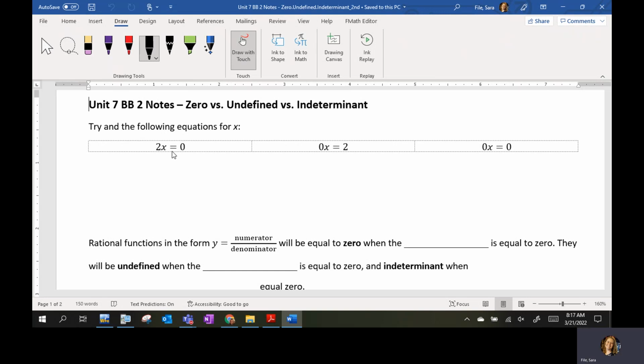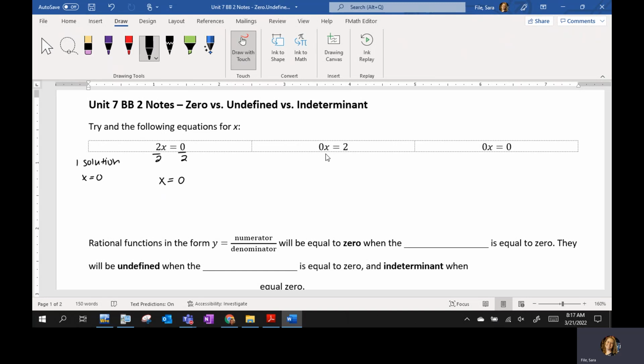All right, for 2x equals 0, how would I solve for x? Divide out the 2, and I get what? 0. 0 divided by 2 is 0. Okay, cool. So this has one solution, of x equals 0. Okay, what about this one?